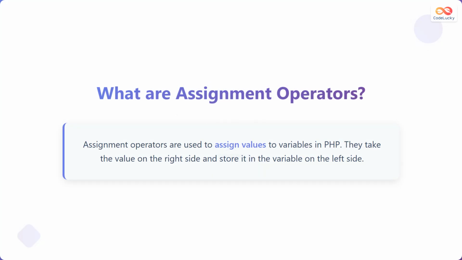Assignment operators are used to assign values to variables in PHP. Specifically, they take the value on the right side of the operator and store it in the variable on the left side. Consider the variable as a container. This operator puts the value into that container.